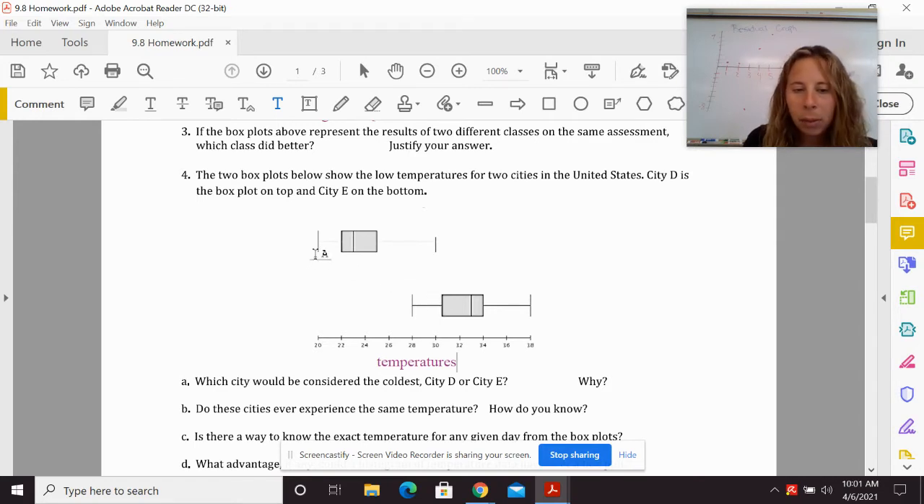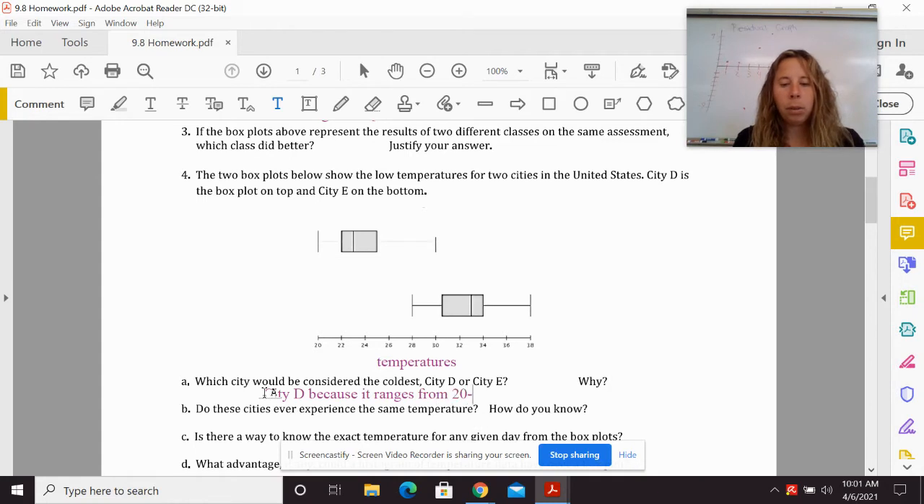D, right? D, which is your top one, goes from 20 degrees to 30 degrees. And E goes from 28 degrees to 38 degrees. So city D, and then explain it however you want, because it ranges from 20 to 30, while E ranges from 28 to 38. I would want to live in neither of these places.